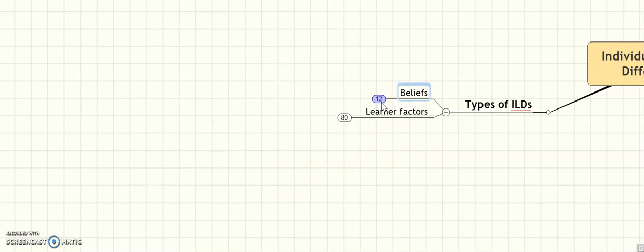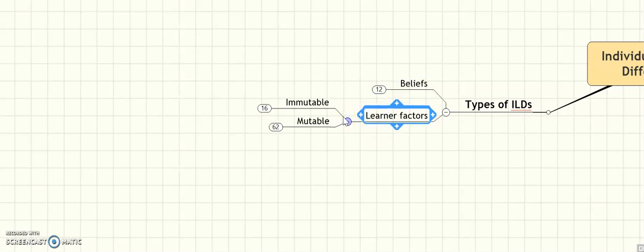What about the other individual learner differences? We'll look at the learner factors. What do we have here? Well, we have factors which can change and which cannot, or are very difficult to change. The factors that are very difficult to change are immutable, while the factors that can change are mutable.